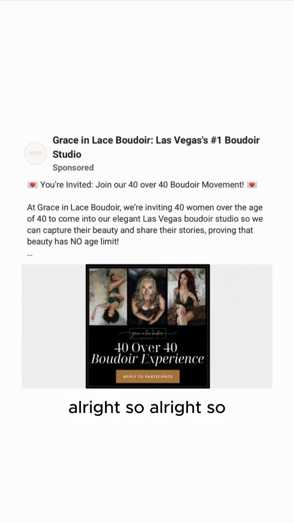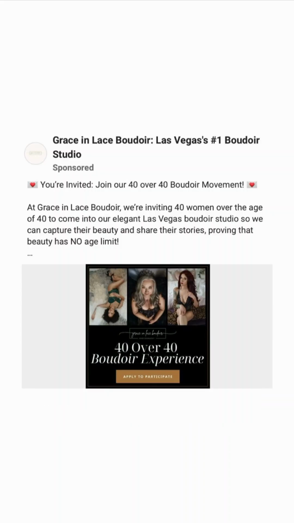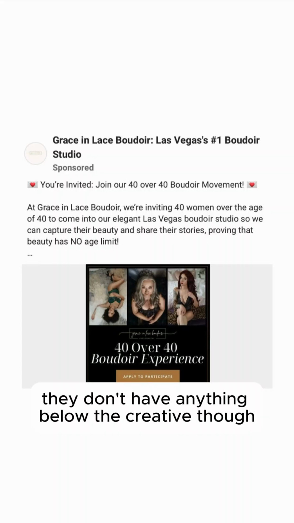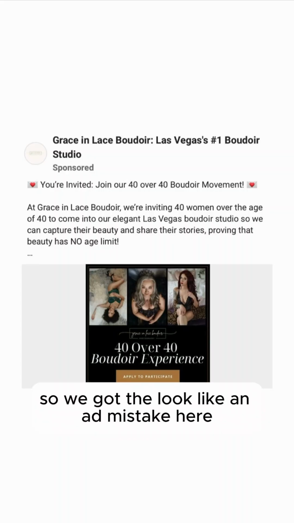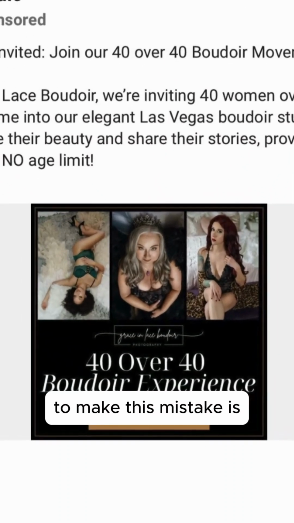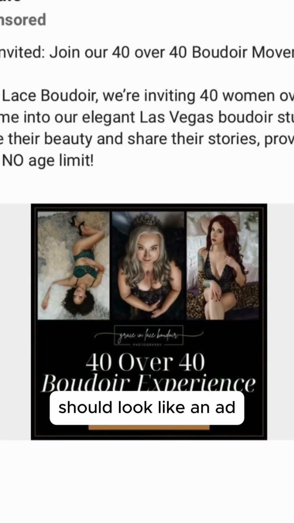All right, so looking at this one. First I'm looking at the creative. So we've got the looks-like-an-ad mistake here. They don't have anything below the creative, so that's good. The false belief that causes us to make this mistake is we believe that our Boudoir Facebook ad should look like an ad.